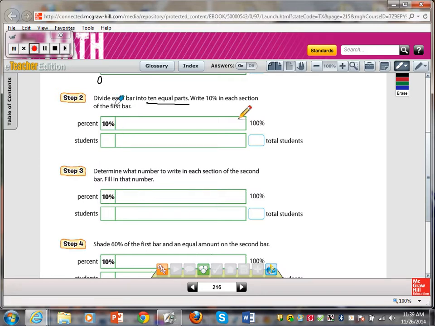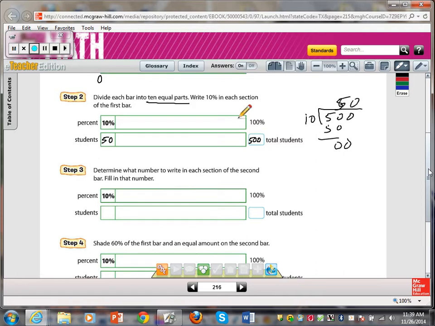So then it says here, divide into 10 equal parts, write 10% in each section. So then 10% of the students will be what? Then you have to take your 500 students and divide that by 10. That would give you 50. So that means that 10% represents 50 students. 50 students out of 500.